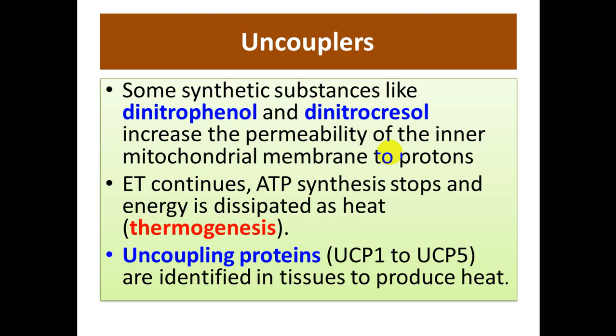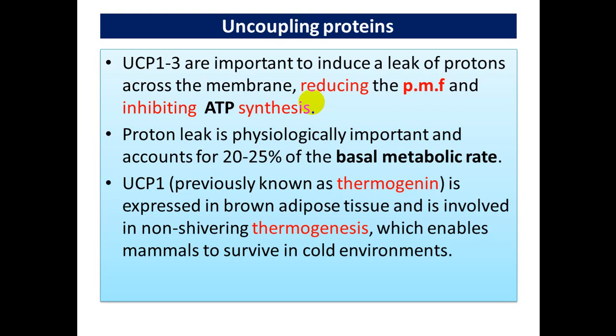The uncoupling proteins UCP 1 to 5 are identified in tissues to produce heat.